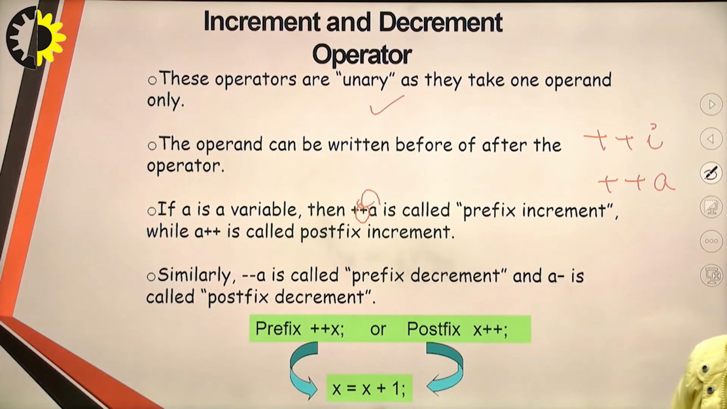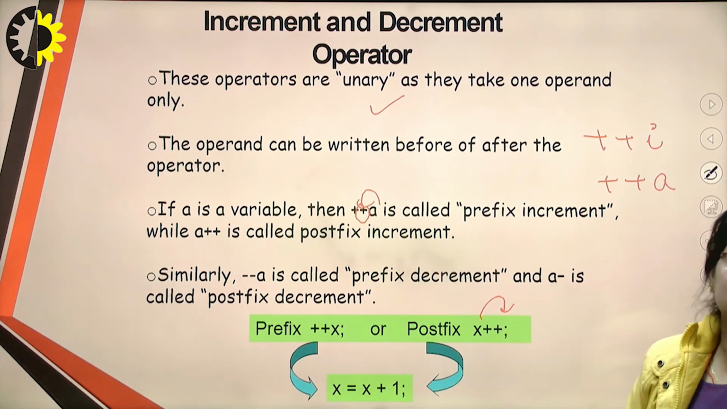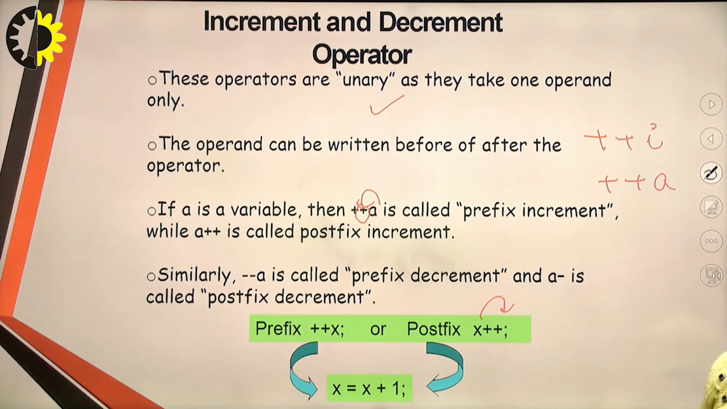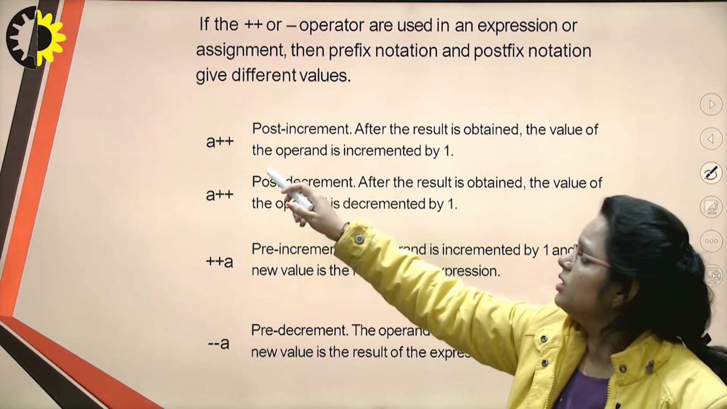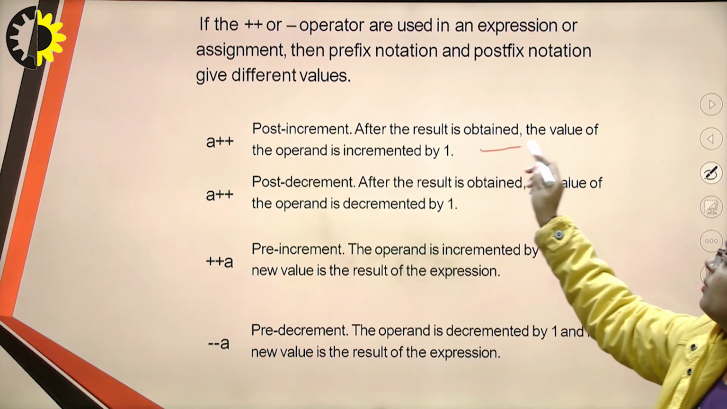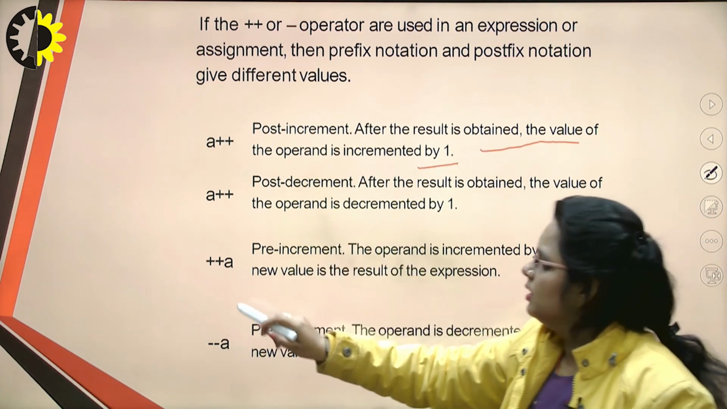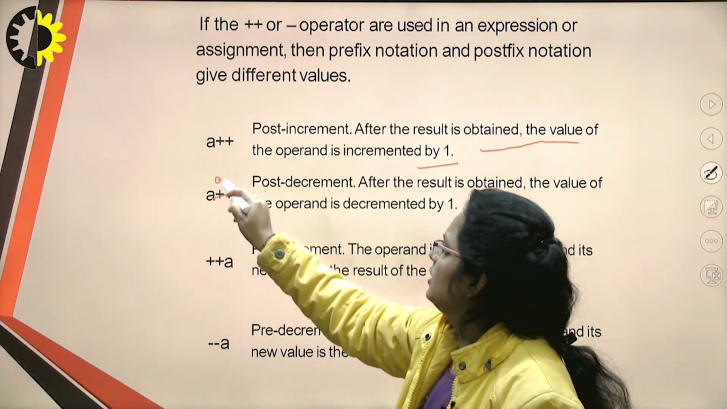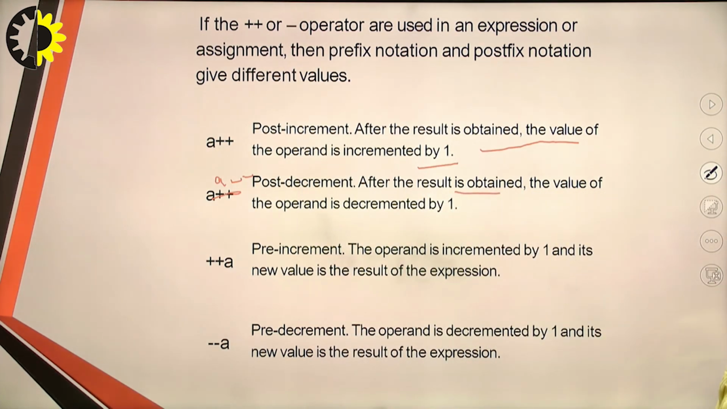So what are prefix and postfix? Whenever we are adding plus plus after the variable, this is post increment. After the result is obtained, the value of the operand is incremented by 1. This is post decrement, it would be like this. After the result is obtained, the value of the operand is decremented by 1.